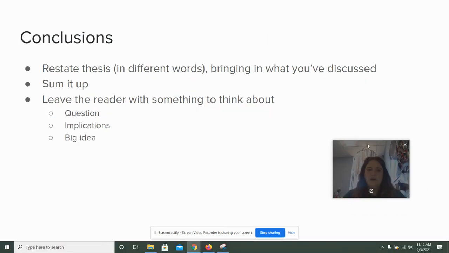Okay, so then a conclusion. Restate your thesis, but use different words. Don't just copy what you put in the introduction. Take into account everything that you've discussed and what you've proved. Then you sum it up and leave the reader with something to think about. So this could be a question, implications, or like effects, or some big idea that this all connects to.